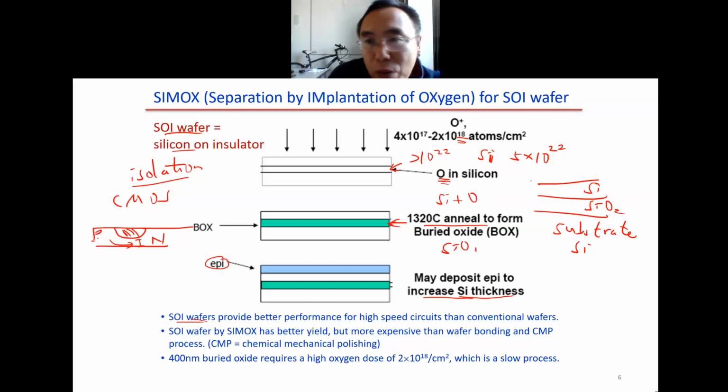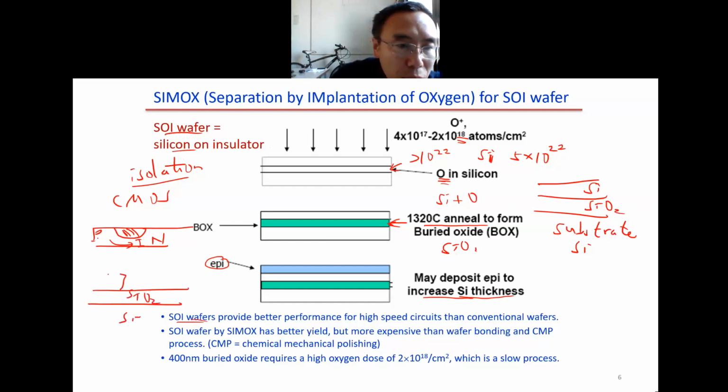But when we have the SOI wafer like this, we can do something. This is the silicon oxide and silicon substrate, and we can have this part as NMOS and this as PMOS. The area in between is etched away. So in this case, you can see the NMOS and the PMOS are fully isolated. So this is good. But the problem is this oxide layer.